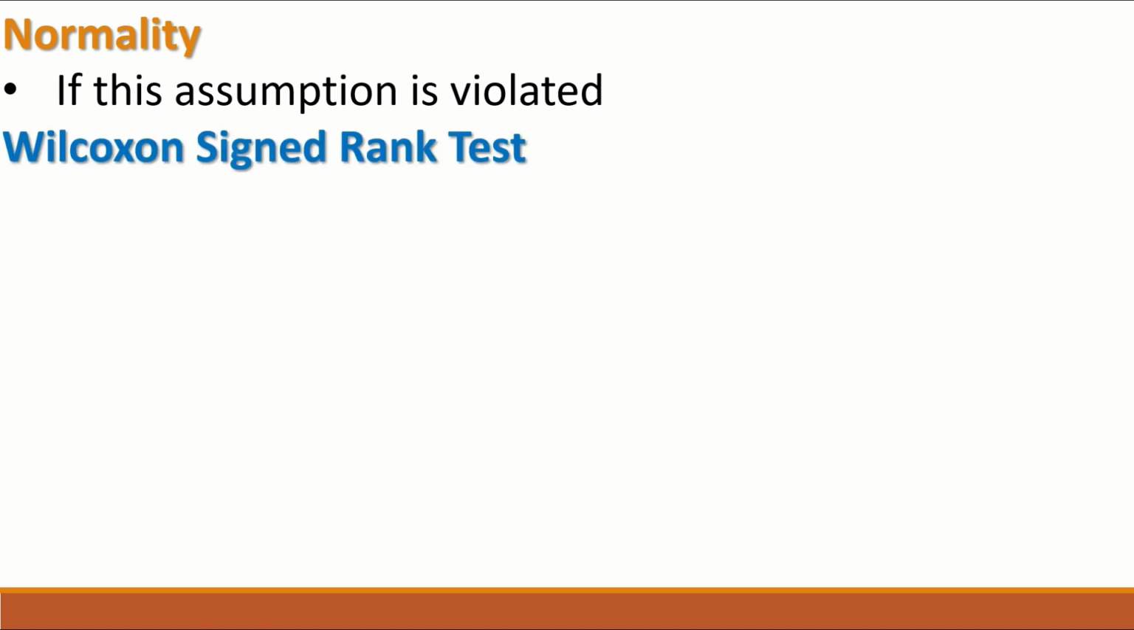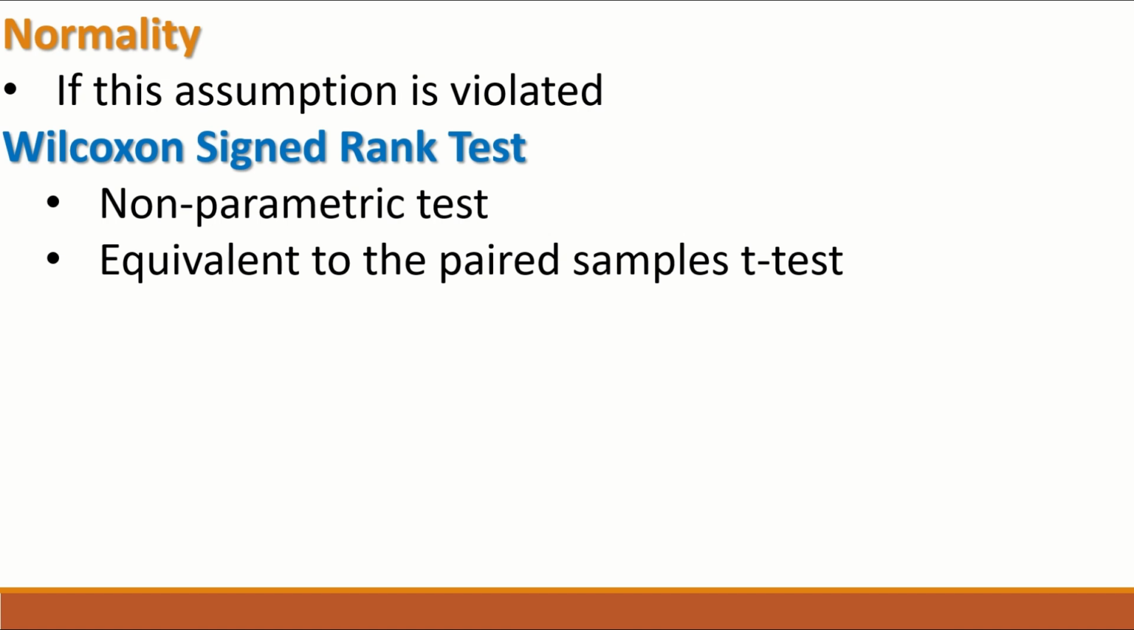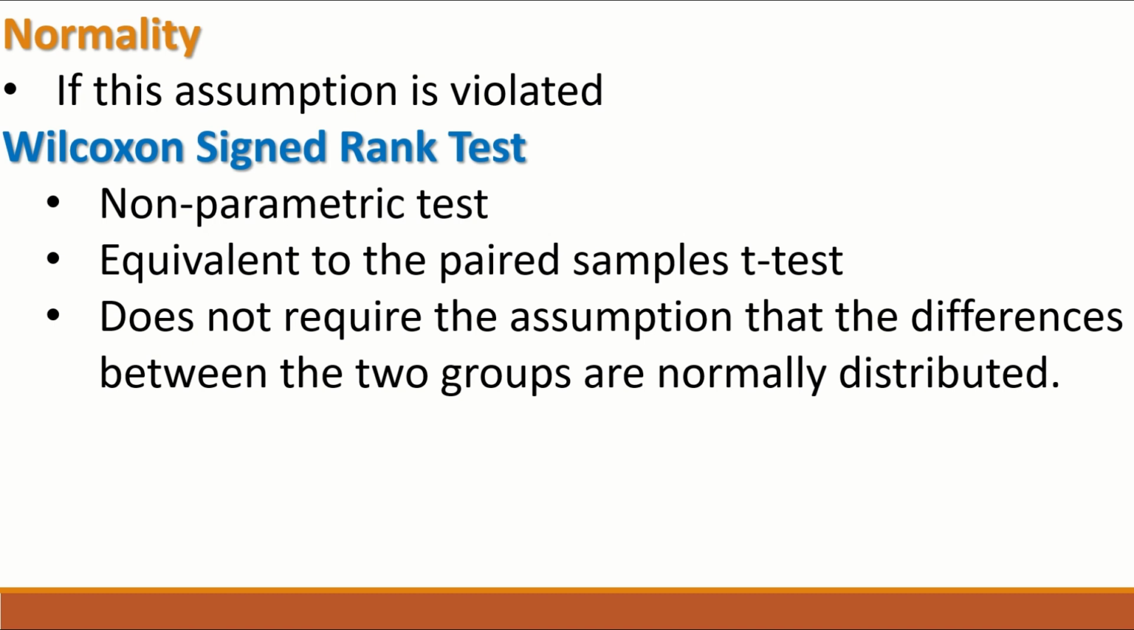If the normality assumption is violated, then the t-test or paired t-test should not be used. An alternative test is the Wilcoxon Signed Rank test. This is a non-parametric test which is equivalent to the paired sample t-test but does not require the assumption that the differences between the two groups are normally distributed. So when the normality assumption is violated, then this test can be used.